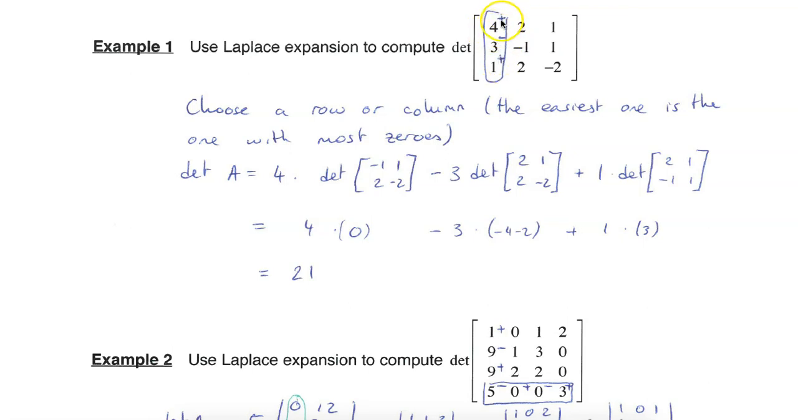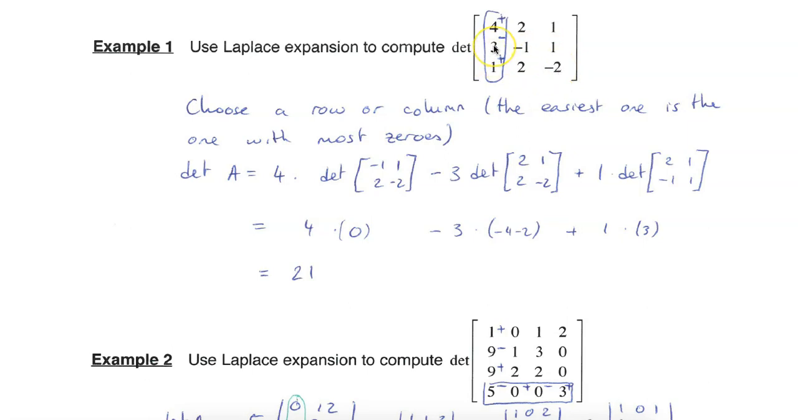There's always a plus at the top left, and then it would be -2 if I were to pick the second column, minus, plus, minus. So it always switches between minus and plus if you move horizontally or vertically. And then you just use this 4 and you multiply by the smaller matrix if you remove the row and column that 4 is in. So here it's 4 times the determinant of -1, 2, 1, -2.